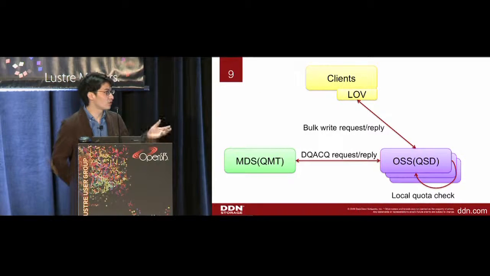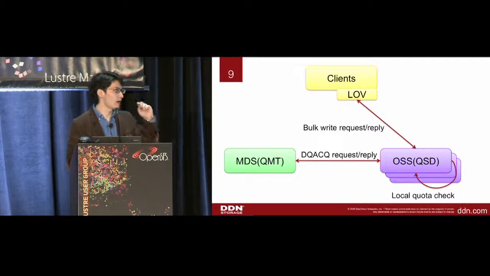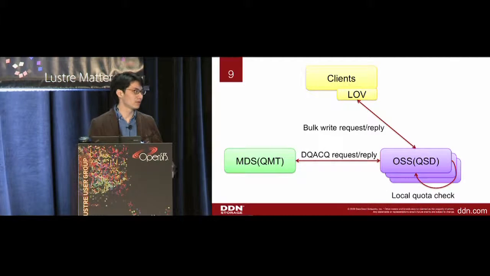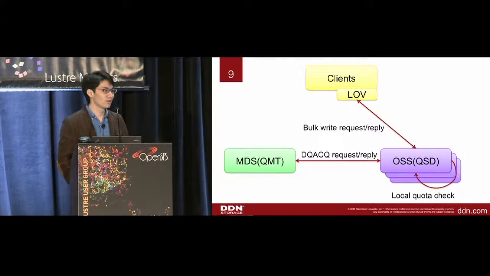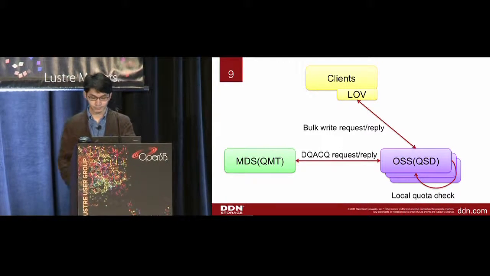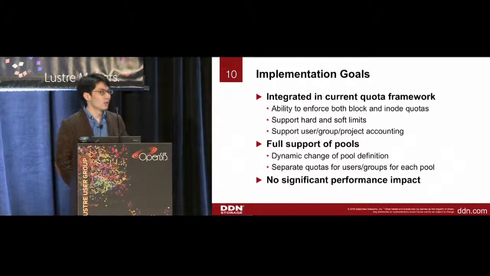So this graph shows how Quota acts inside Lustre. The client sends a write request to the OSS, and the OSS does a local quota check. If the local quota is not enough, it will acquire more quota from the Quota master. And with that background, we are going to implement the Project Quota in this framework.